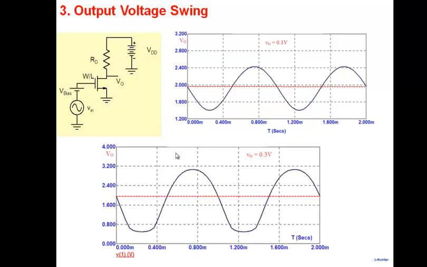Now you see the consequences. How do I increase the output voltage? By increasing the input voltage. As I keep on increasing the input voltage, the output will keep on increasing. Now note, when I went from Vin equal to 0.1 volt to Vin equal to 0.3 volt, see what happened. You can begin to see some problem occurring here on this side. Why is this occurring?